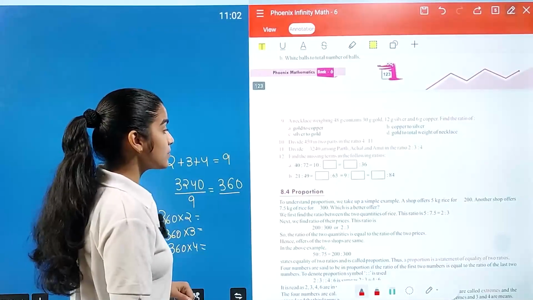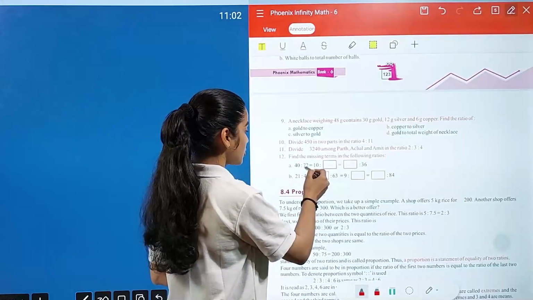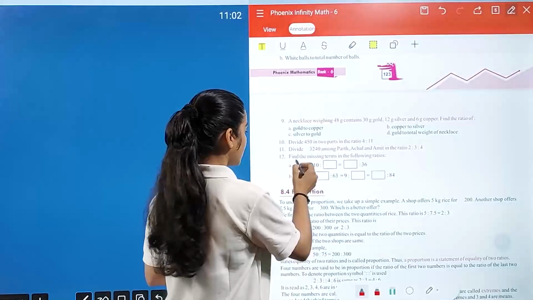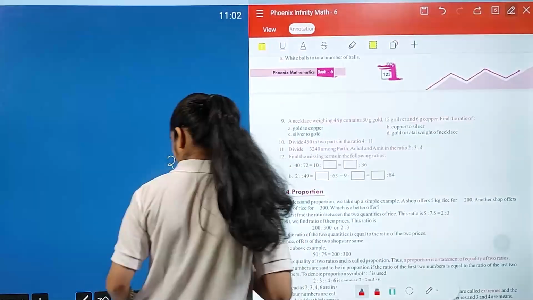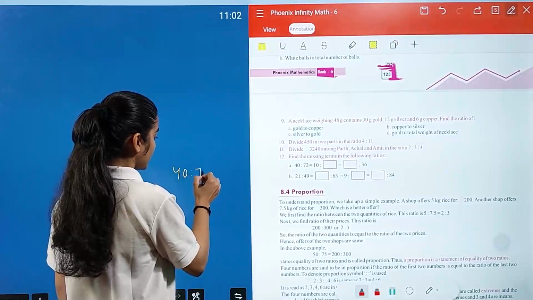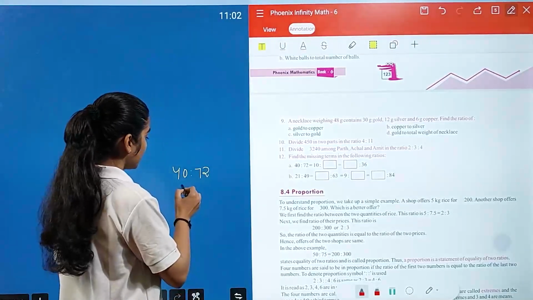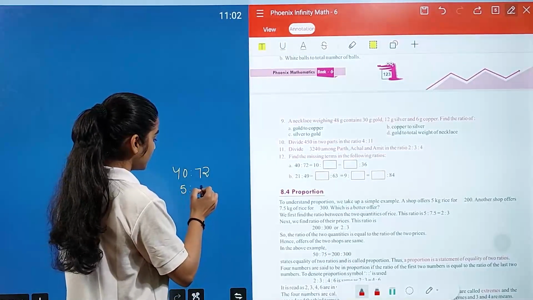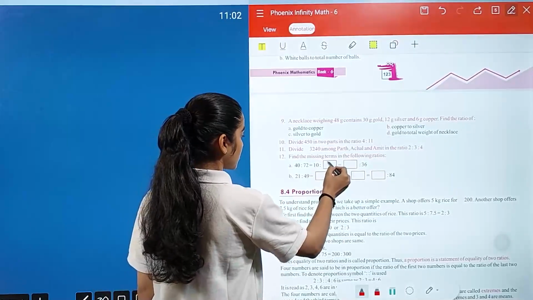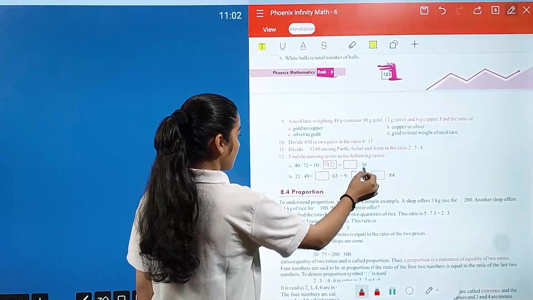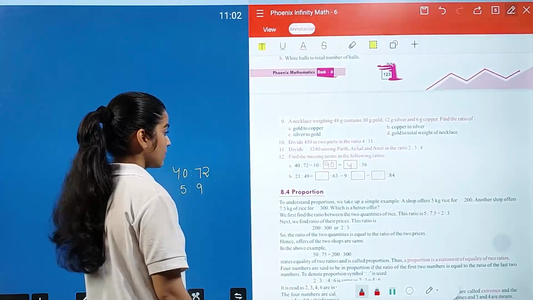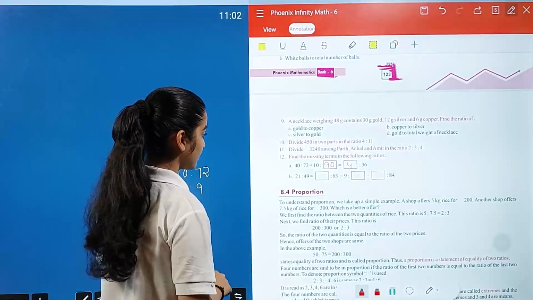Find the missing terms in the following. So this is 40 is to 72. So we have to find out the simplest form of it. 5 is to 9 is the simplest form. So here we will have 5 and 9. So 10 is to 18, and 4 is to 36 in the same way. So in the same way you can find out the answers.